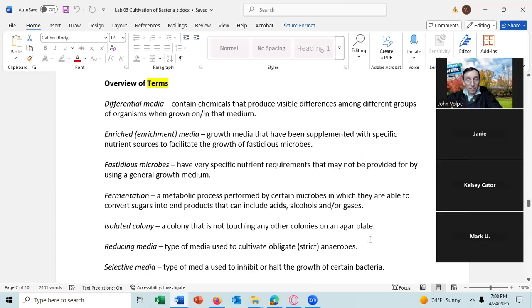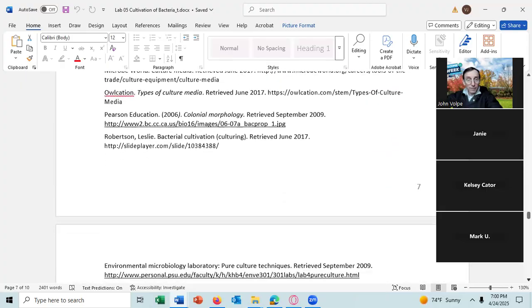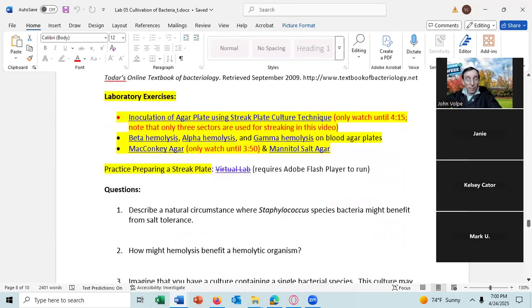All right, know the terms of this lab. You can skip the references. In this lab, everything we will be doing will be online, but we do expect you to understand the procedures and the techniques that we're talking about. We have some videos for you to watch. Here's a video on inoculating an agar plate using the streak plate culture technique. You only need to watch it to 4 minutes and 15 seconds into that video.